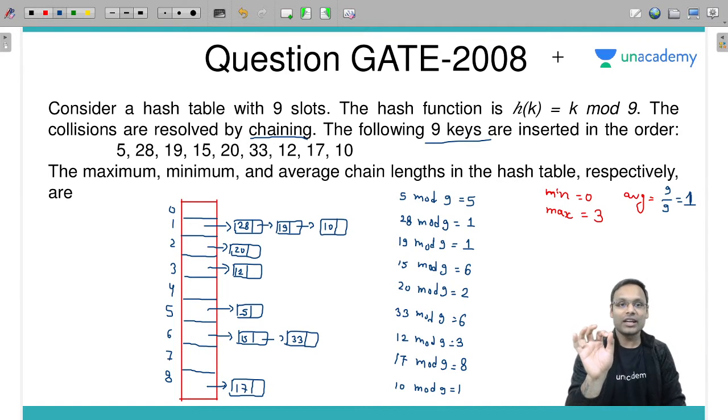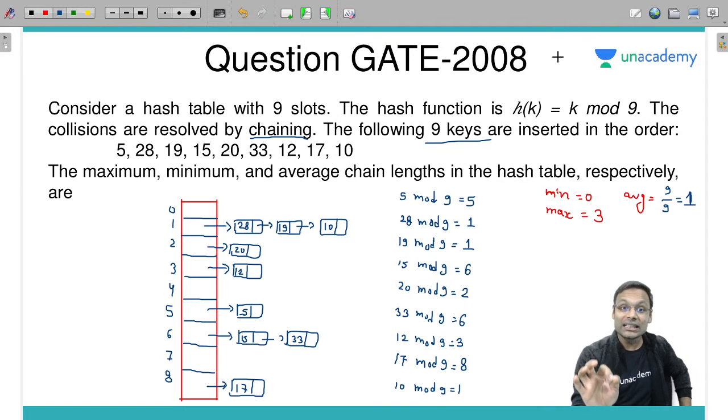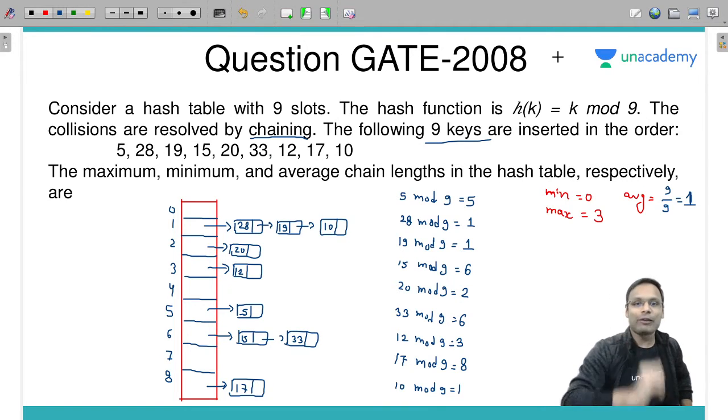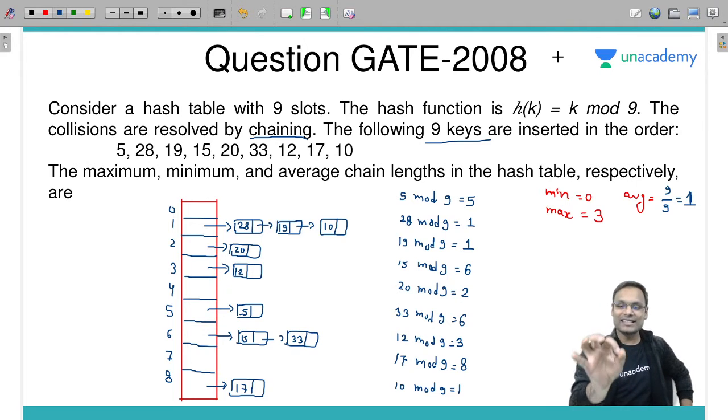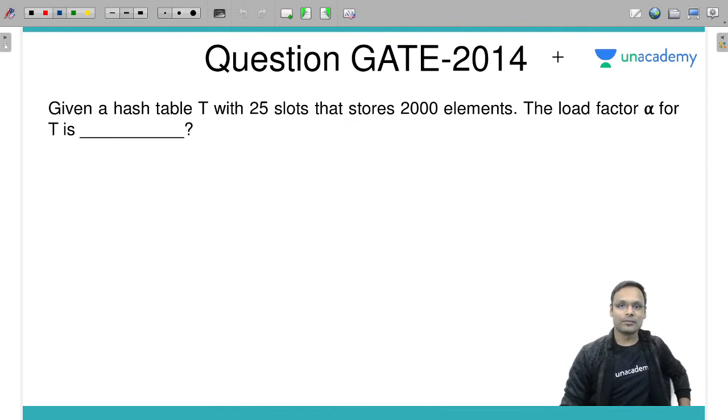Understood? What is average chain length here? Average chain length is nothing but what? Load factor per slot. 9 keys inserted divided by 9 slots. Answer is 1. Very simple. Good. Nice. Amazing. Another one.